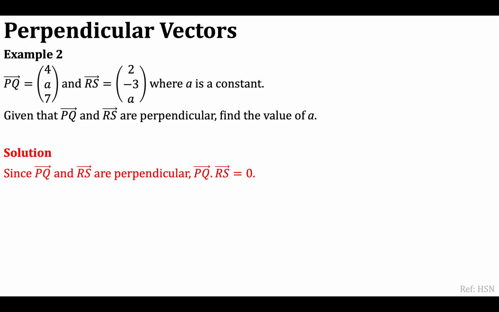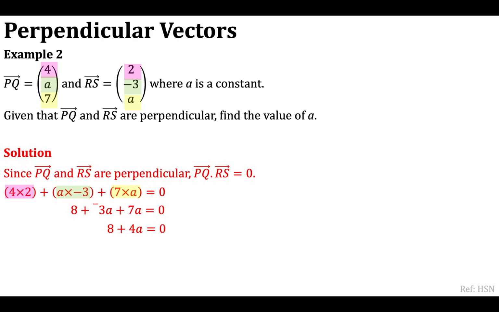Again, we'll look at the dot product using a rectangular perspective, and we need to remember all the time that this is equal to 0 because we know that these vectors are perpendicular. So we've got 4 multiplied by 2 plus a multiplied by negative 3 plus 7 times a is equal to 0. And evaluating those products, we get 8 plus negative 3a plus 7a equals 0. That gives us 8 plus 4a, and we can then subtract 8 from both sides and divide throughout by 4. And that obtains a equals negative 2.